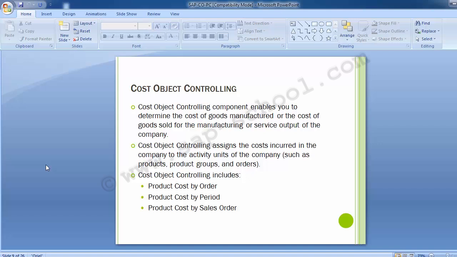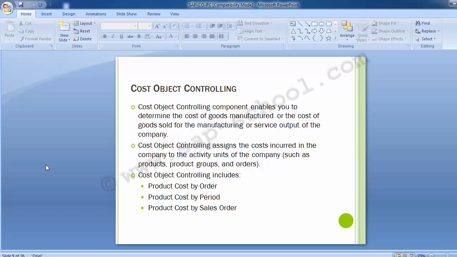Cost object controlling includes product cost by order, product cost by period, and product cost by sales order. The cost object controlling provides the real-time cost management functions that determine the cost of goods manufactured in all plants. It can be used to determine the cost of goods manufactured or the cost of goods sold for company activities. It can calculate the planned cost of the planned order quantity for logistical order, calculate planned cost of make to order production, accumulate actual cost for other cost objects, compare actual cost against target cost and analyze the variances, and even determine the price floors for products or orders.